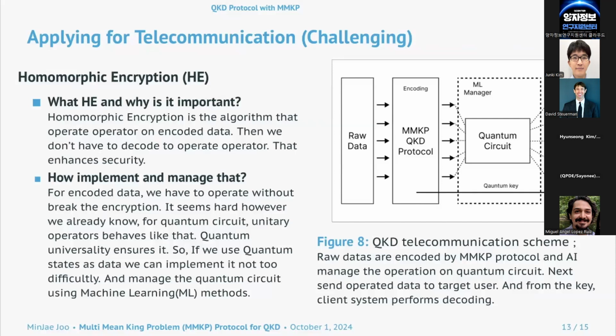Additionally, I can manage the operations on the quantum circuit using machine learning methods, which offer efficiency and control. As shown in the figure, this is a typical QPDE telecommunication scheme. Here, the raw data is encoded using the MMKP protocol, and AI manages the operations on the quantum circuit.